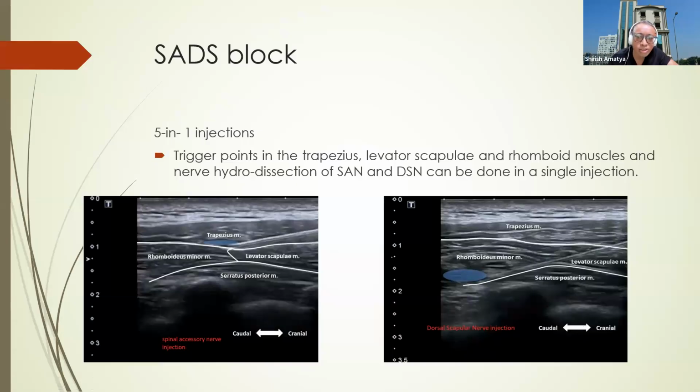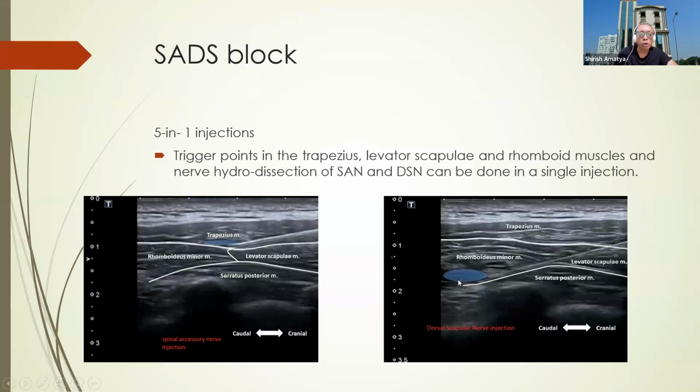This is also known as the 5-in-1 block, because we can inject 5 different things with one single needle injection. The 5 different things are 3 muscles we can do trigger point injection on: one is trapezius, another is levator scapulae, and another is rhomboid major and minor. So these are the 3 muscles, and 2 nerves we can block with a single injection. The superficial one is the spinal accessory nerve, and the deeper one is the dorsal scapular nerve.